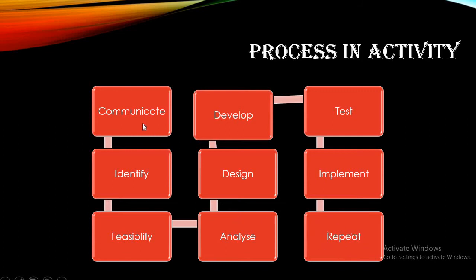So first we communicate with the customer, we identify the requirement, we check for the feasibility, we analyze the requirement, we make a design, we develop a software according to the design, we test the developed software, and according to the customer specification and the types of error, we decide whether to implement the software or to repeat the steps again. These are the activities involved in the process.